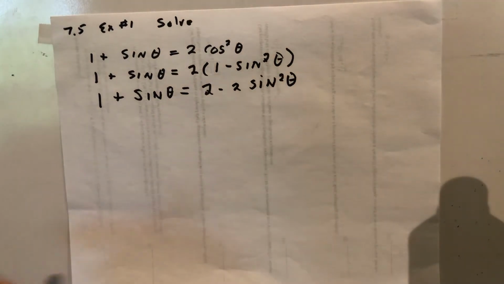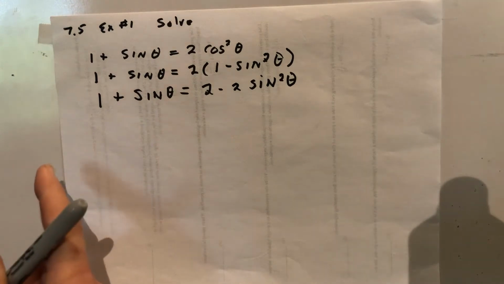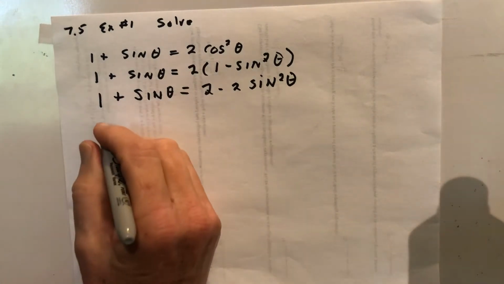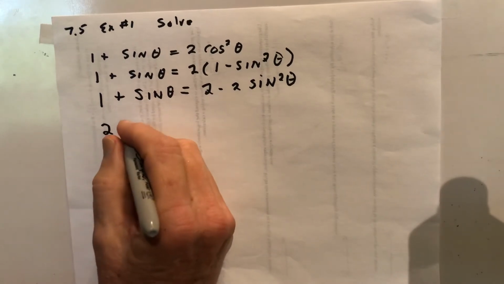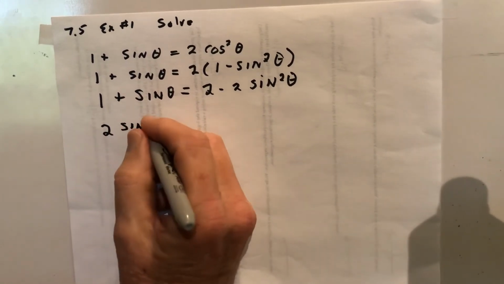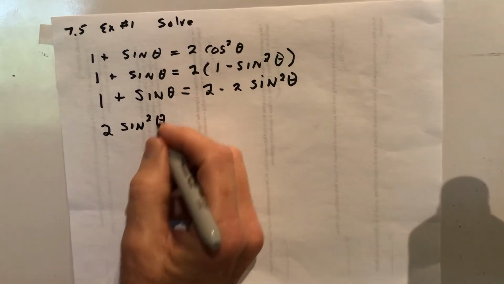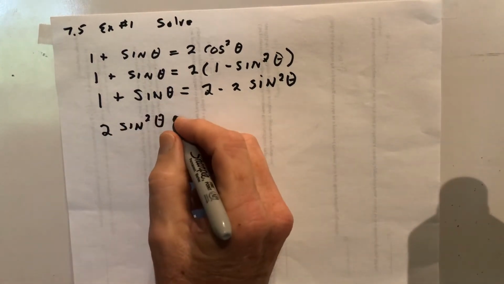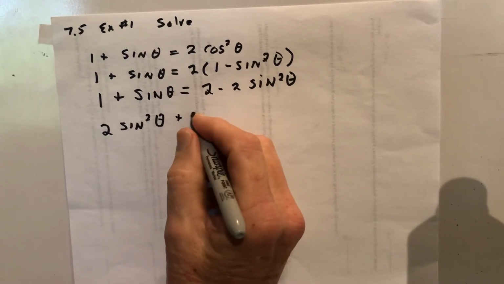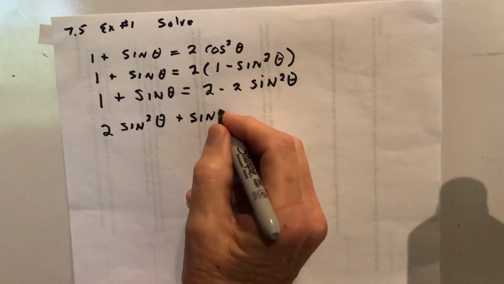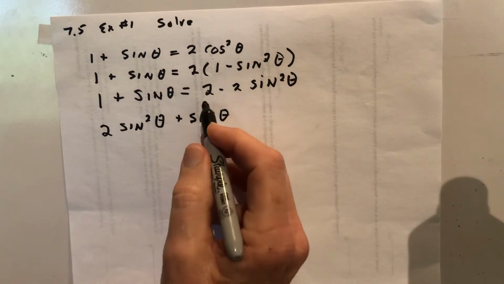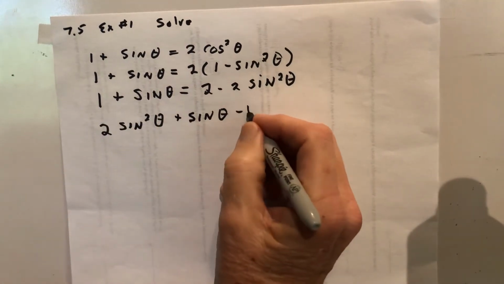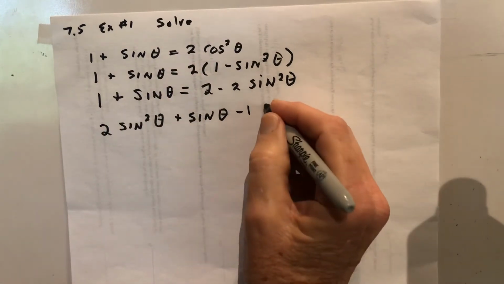Now let's bring everything over to this side. Now let's do the biggest exponent first, so that'd be the squared. It's negative, so it becomes positive 2 sine squared theta. Next will be sine theta. It's already positive, just leave it here. Plus sine theta. Then bring this positive 2 over, subtract it from 1, you get a negative 1. Everything's over here, so nothing's left over here.